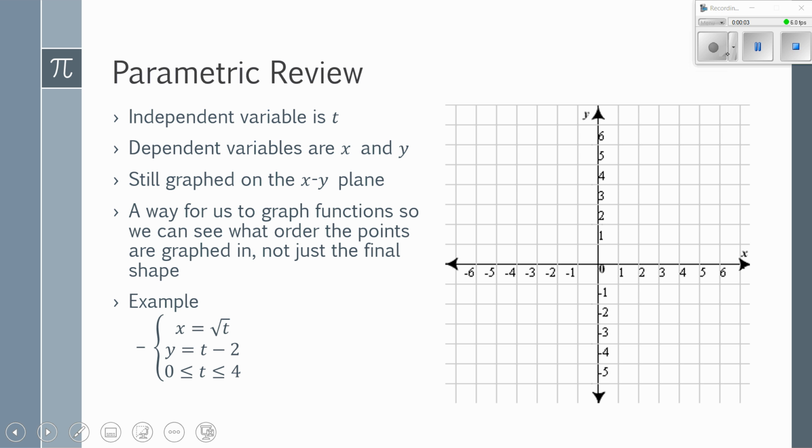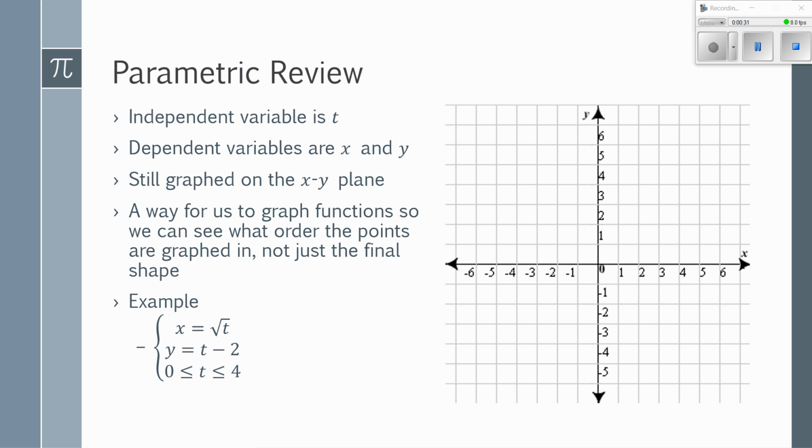Before I dive into how we find derivatives of parametric functions, just a very quick review of parametrics. Parametric functions are ones where the independent variable is not going to be x. The independent variable is actually t, which we generally say refers to time. The dependent variables, we actually have two of them. We have the y, which we're used to, but x is going to be dependent here. So x and y both depend on t.